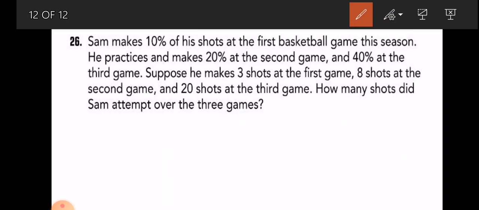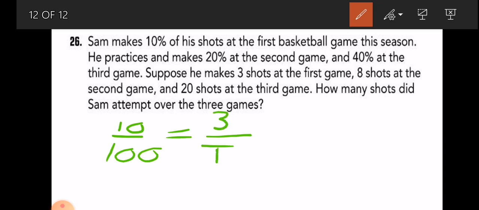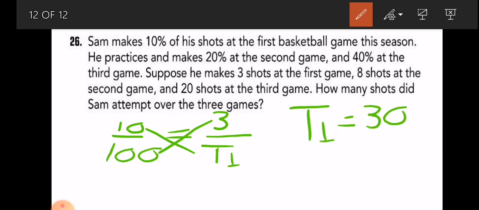So the first one will be 10 over 100, the percent, which is 3 shots from the total. Total 1. I will call it total 1 because here we have 3 totals, okay? 3 multiply 100 will give me 300. 300 I will divide by 10 will give me 30. So total 1 equals 30.